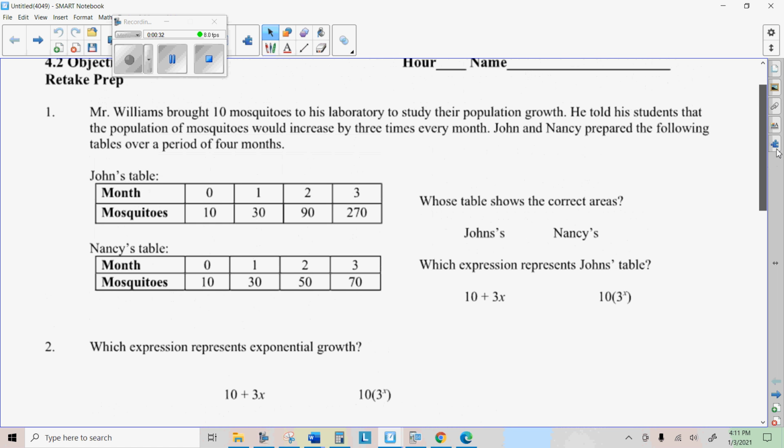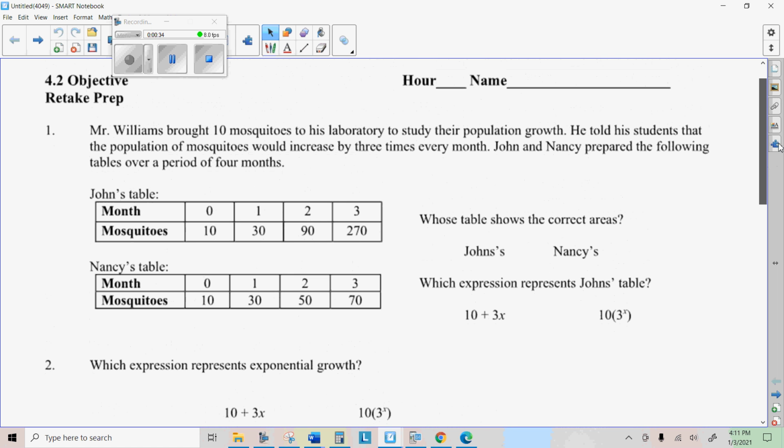So this is all about exponential relationships. Make sure you're taking notes as we go so I can see the notes, and make sure you watch the video. So Mr. Williams brought 10 mosquitoes in their laboratory. He's told his students the population would increase by 3 times every month. Okay, so that means we're multiplying by 3. So which of these tables is correctly showing these areas? And you want the one that multiplies by 3 each time.